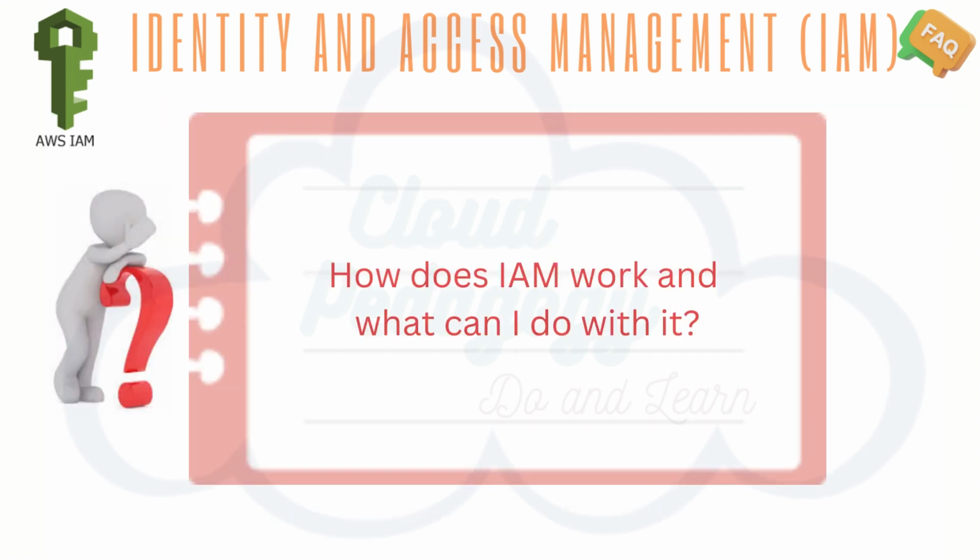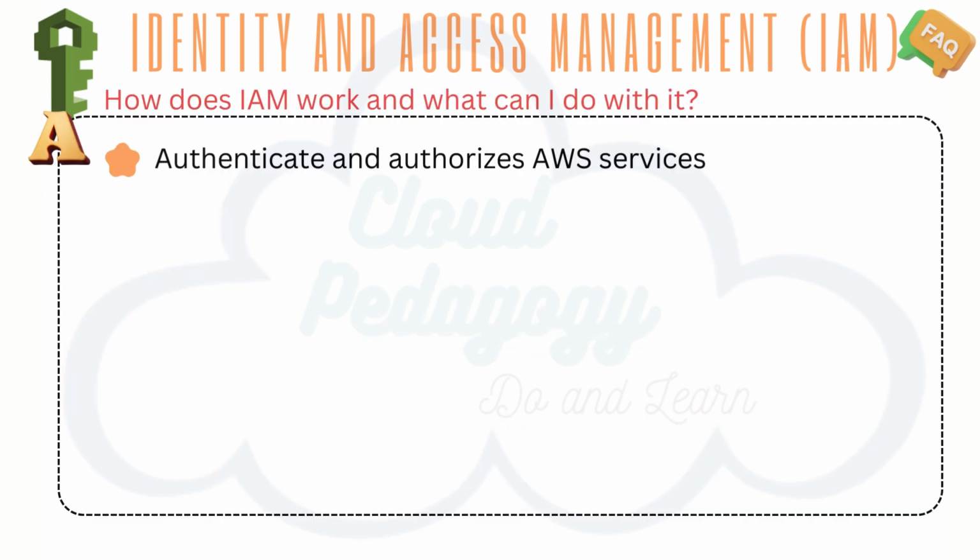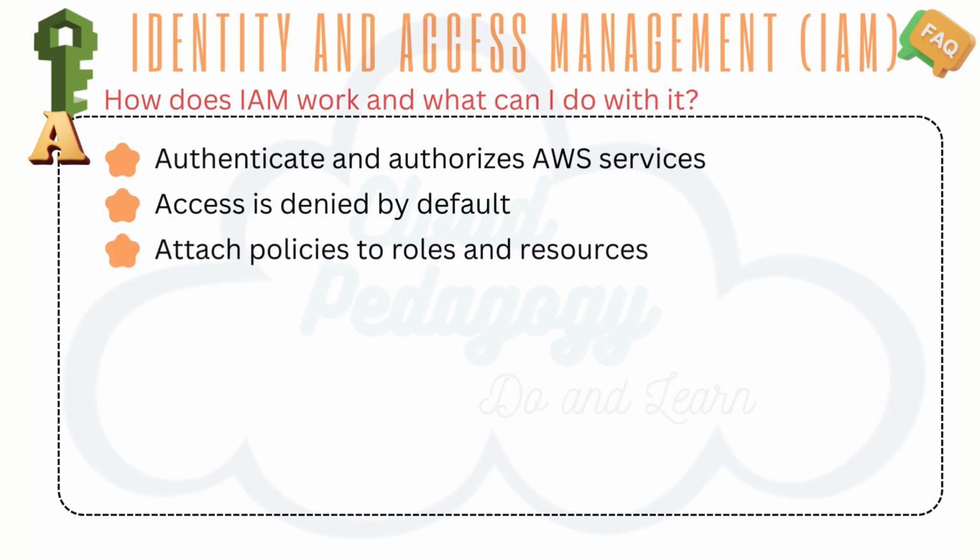Next question, how does IAM work and what can I do with it? IAM provides authentication and authorization for AWS services. A service evaluates if an AWS request is allowed or denied. Access is denied by default and is allowed only when a policy explicitly grants access. You can attach policies to roles and resources to control access across AWS.